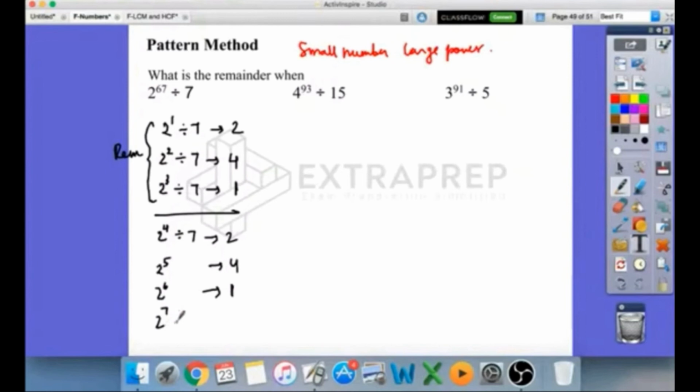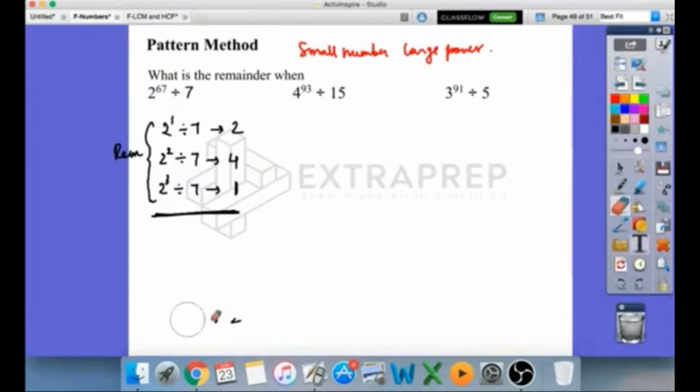2 power 7 is 128. 7 17s is 119, and then you have 9 left. Okay, 2 power 7 is 128, 126 goes, and you're left with what? 2 again. See, the same 2, 4, 1 gets repeated. 2, 4, 1, 2, 4, 1, it goes on like that. So once you get 1 as the remainder, we will stop because the same pattern gets repeated.